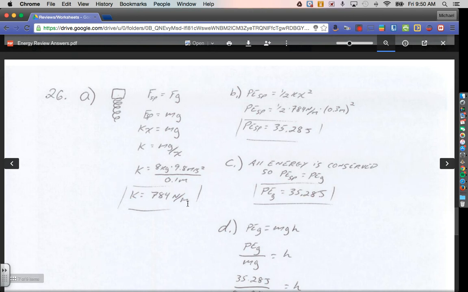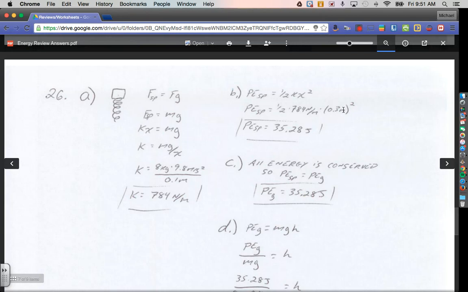Now let's take a look at part B. The stone is pushed down an additional 30 centimeters and released. What is the elastic potential energy of the compressed spring? We just have to plug into our equation for potential energy of a spring, 1/2 kx squared. The 1/2 is easy enough. The k we just solved for, 784 newtons per meter, and the amount the spring is compressed is 0.3.